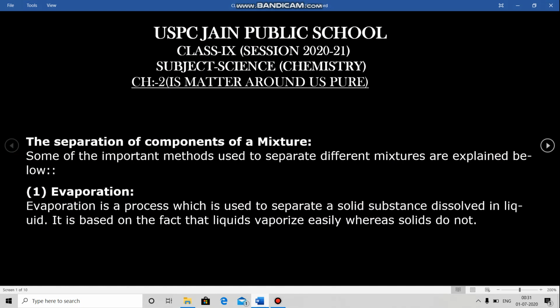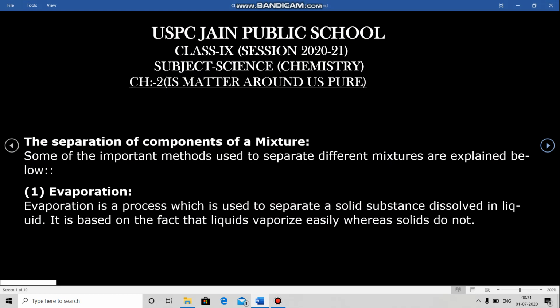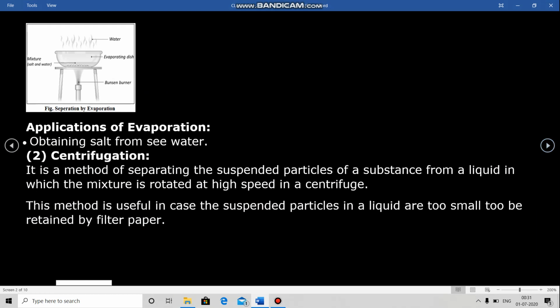My dear students, in this process we separate a solid substance dissolved in a liquid. It is based on the fact that liquid vaporizes easily whereas solid does not. It means that it is a volatile compound. What is the meaning of volatile compound? Volatile compounds are those compounds which easily evaporate. Okay, look at the diagram here.